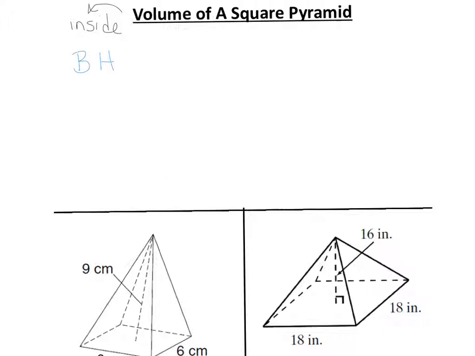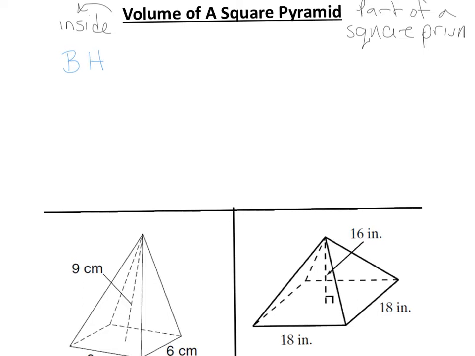Okay? And because it's a square pyramid, we're going to think of it as part of a square prism. If it's part of the prism, we know that it's not going to be a whole number. We know it's not going to be simply just base times height. We have to take into account that we have part of that, which is divided by 3, or we can think of it as 1/3 times the area of the base times the height of the pyramid.